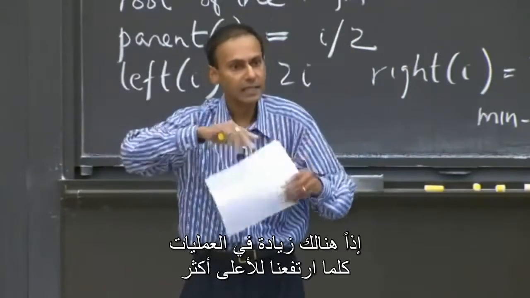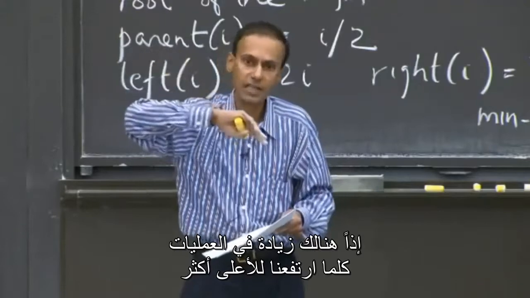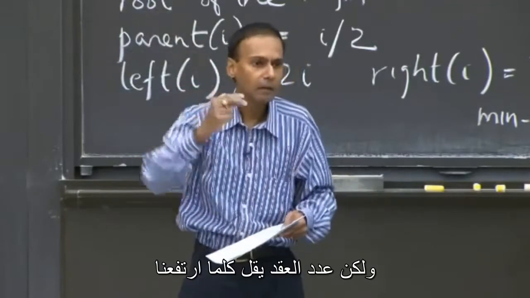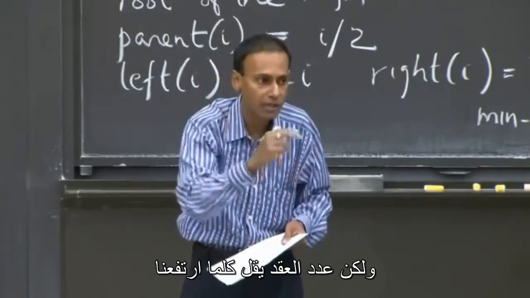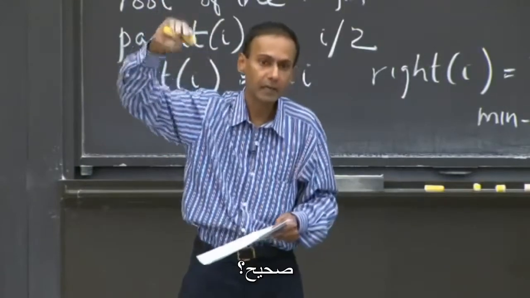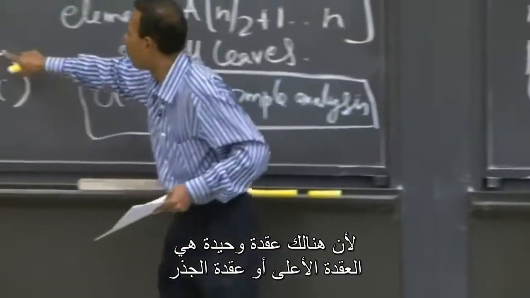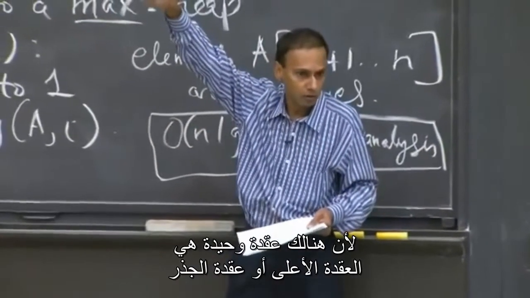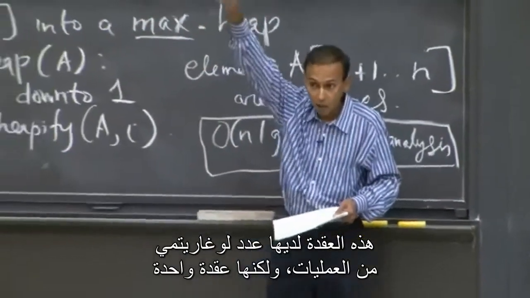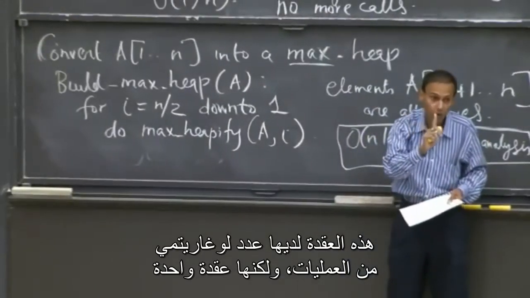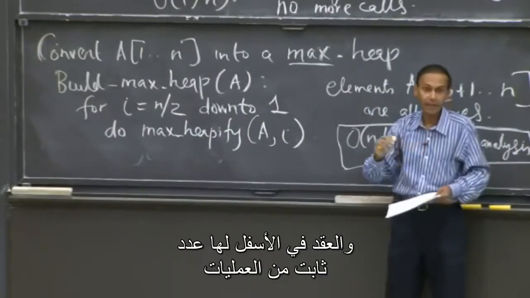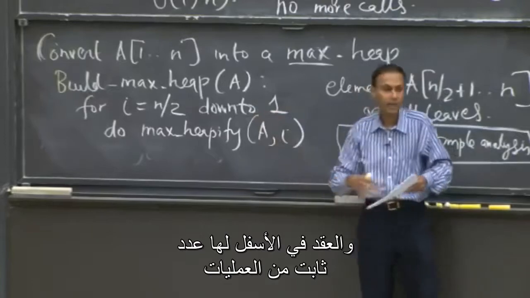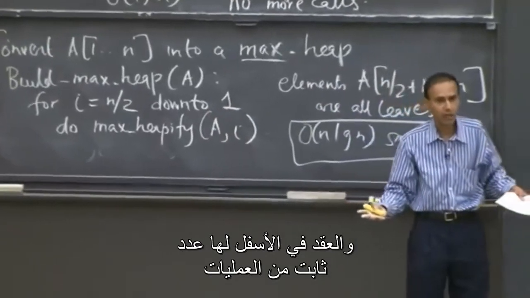And so there's this increase in operations as you get higher and higher up, but there are fewer and fewer nodes as you get higher and higher up, right? Because there's only one node that is the highest level node, the root node. That node has a logarithmic number of operations, but it's only one node, right? And then the ones down at the bottom have a constant number of operations, okay?